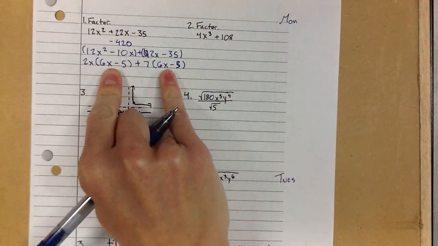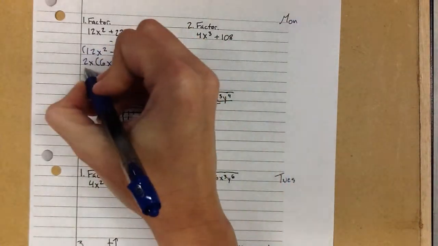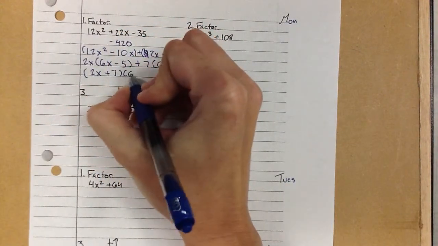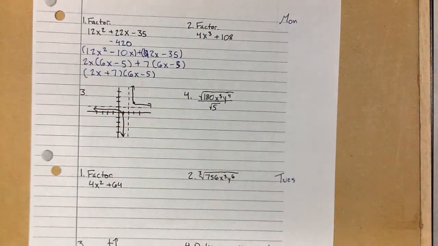They match, so what does that mean? Alright, we did it right. 2x plus 7, 6x minus 5.